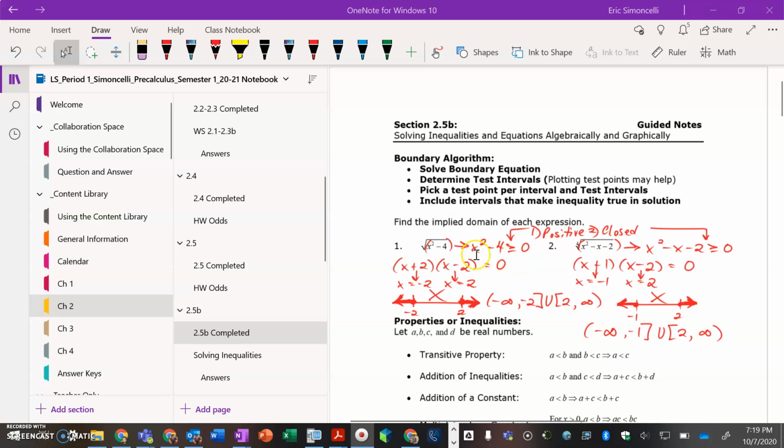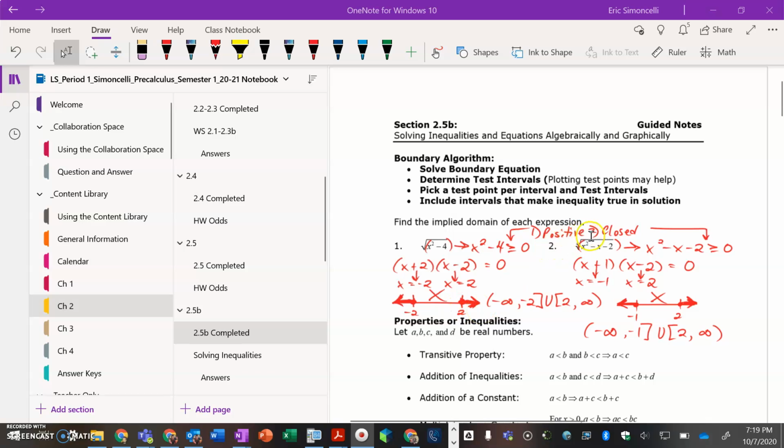We can actually factor this accordingly, so x plus 2 and x minus 2, and I rewrote it as equals 0. The reason I rewrote it as equals 0 is because I'm going to be solving for two critical numbers. The first critical number is negative 2 when you set it equal to 0. You want to plot that on the number line, and also positive 2. Okay, so how do I know where to graph? Am I going to be graphing to the left of negative 2, to the right of negative 2, left of positive 2, right of positive 2?